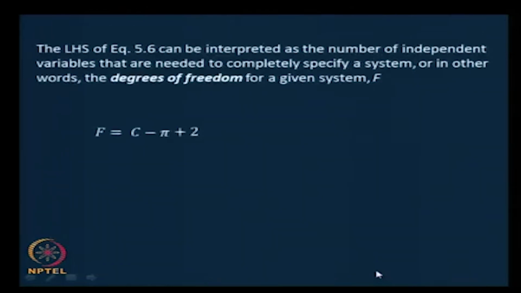The degrees of freedom, the number of variables required to specify the state of the system, can be obtained from the phase rule: F equals C minus pi plus 2.